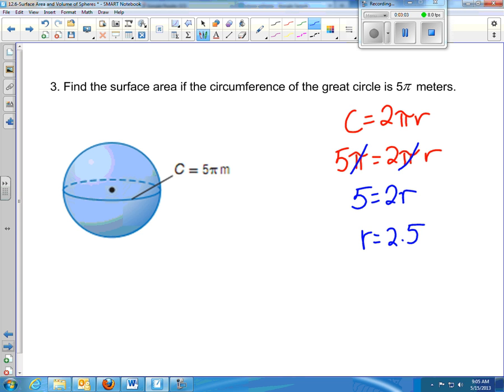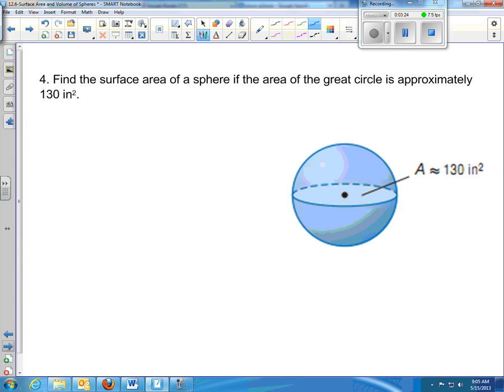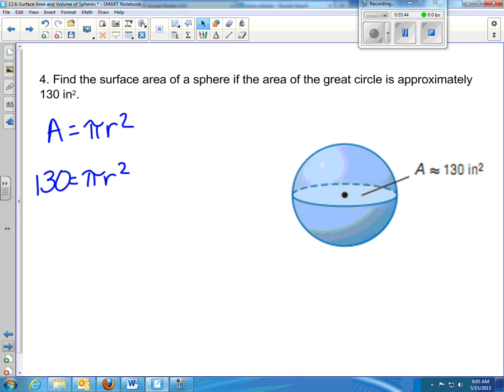Now that I have that, I can go ahead and plug it into my surface area formula. 4 times pi times 2.5 squared. Type that into your calculator and see what you end up with. And we get 78.5, and our label is going to be meters squared. All right, find the surface area of a sphere if the area of the great circle is approximately 130 inches squared. All right, so great circle is a circle, and the area formula for a circle is pi times our radius squared. So we're going to take 130 and set it equal to pi times the radius squared. If we want to get the radius by itself, first we need to get rid of pi.